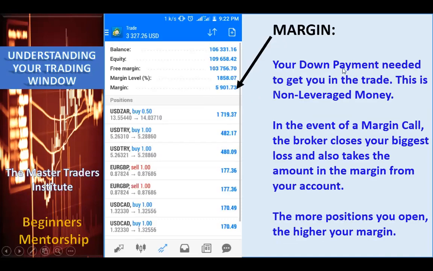The margin is the down payment needed to get you in a trade. This is non-leveraged money. Now, what does it mean? In the event of a margin call, the broker closes your biggest loss, like I said earlier, and also takes the amount in the margin from your account.